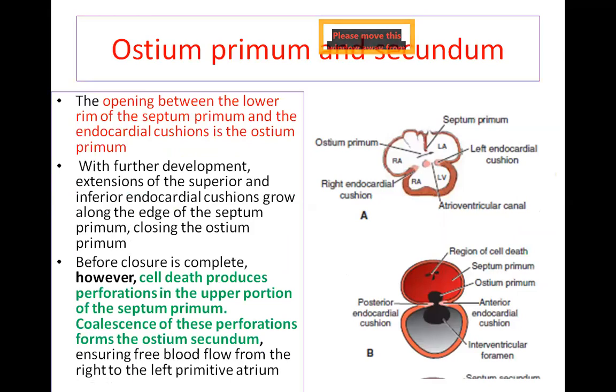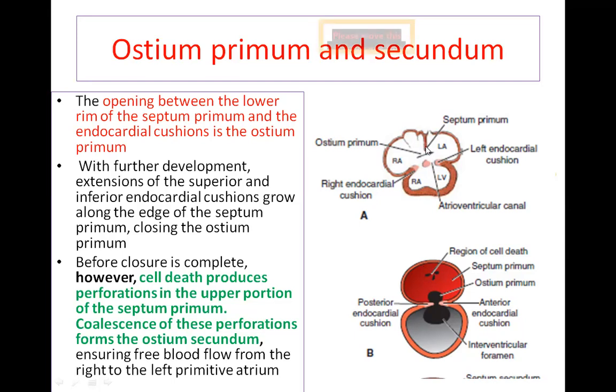Now, how the ostium primum and the secundum are formed. There is an opening between the lower rim of the septum primum and the endocardial cushions. This opening is known as the ostium primum. With further development, extensions of the superior and inferior endocardial cushions grow along the edge of the septum primum, closing this ostium primum. So there will be active growth of this endocardial cushion towards the septum primum.